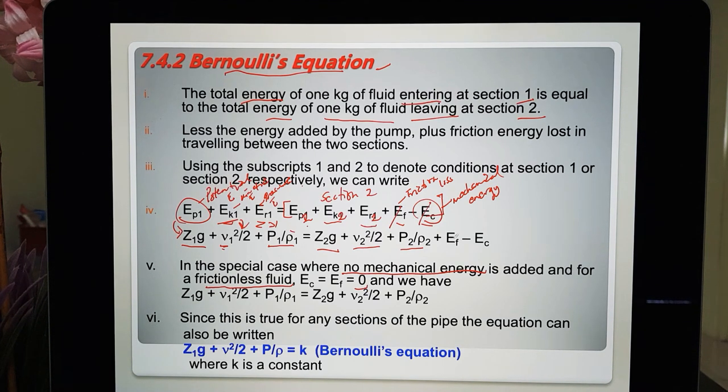So you can cancel these out and simplify the equation to become Z1G, the potential energy, plus kinetic energy V1 square over 2, plus P1 over rho 1, the pressure energy, equals Z2G plus V2 square over 2 plus P2 over rho 2. Since this is true for any section of the pipe, the equation can be written as Z1G plus V square over 2 plus P over rho equals K, whereby K is constant. This equation is the Bernoulli equation.